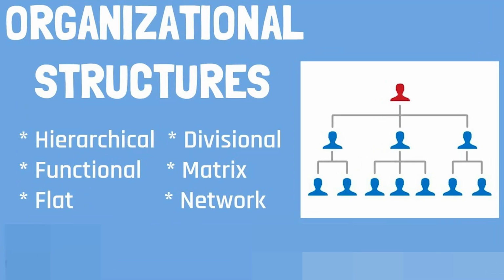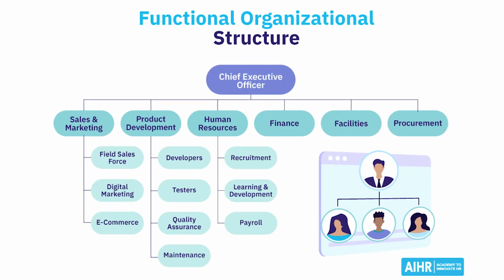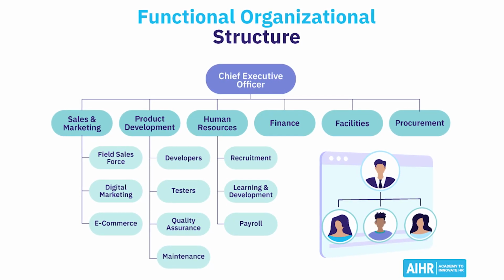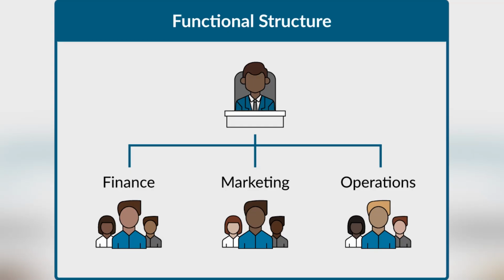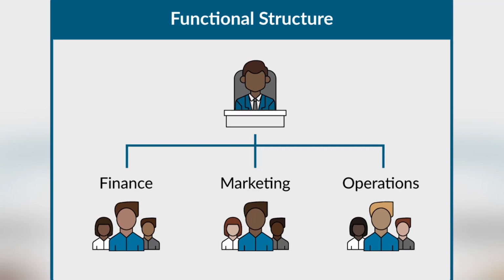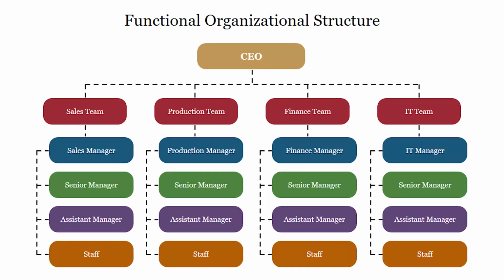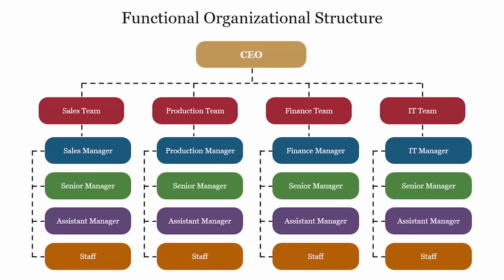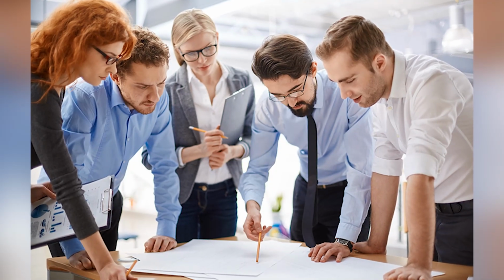Let us see some common types of organizational structure. The first organizational structure is functional structure. In a functional structure, the organization is divided into departments based on functions such as marketing, finance, human resources, and operations. Each department is managed by a department head. The first advantage of functional structure is specialization of work. Employees can focus on their specific functions, promoting expertise.